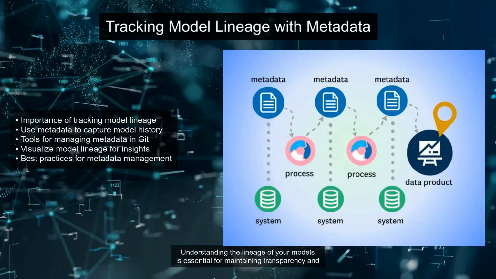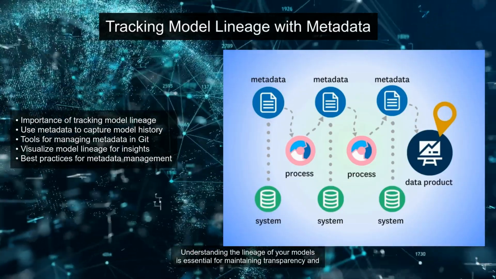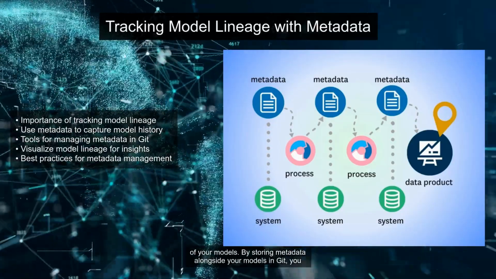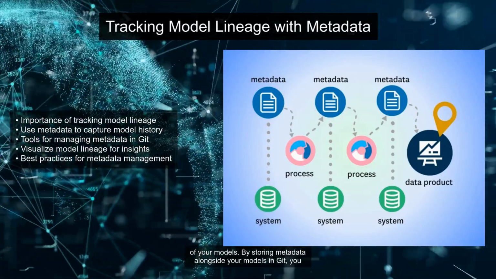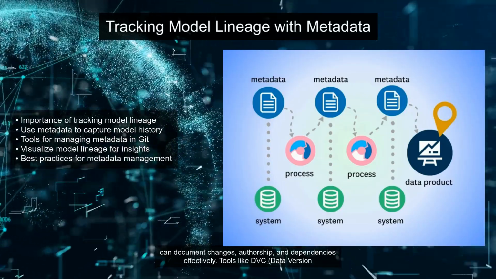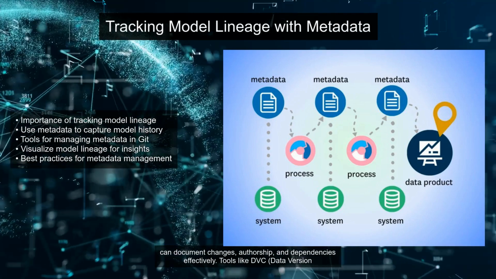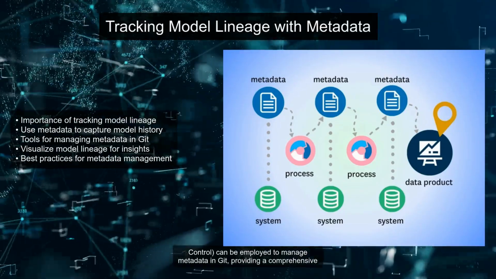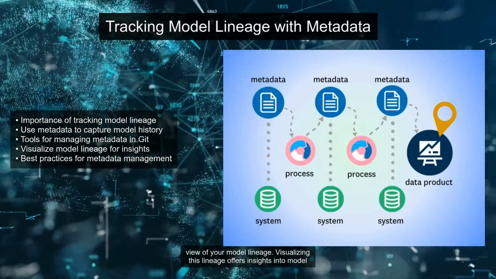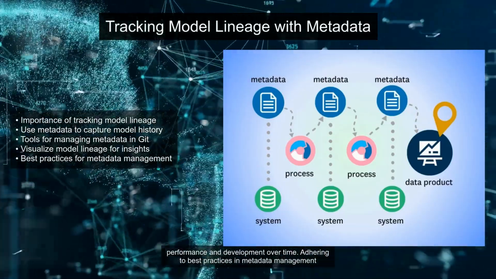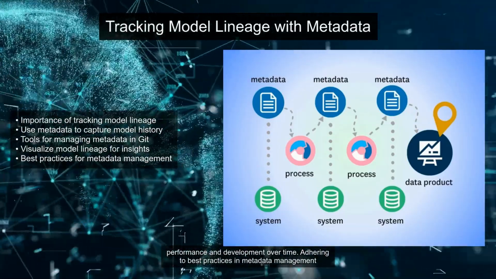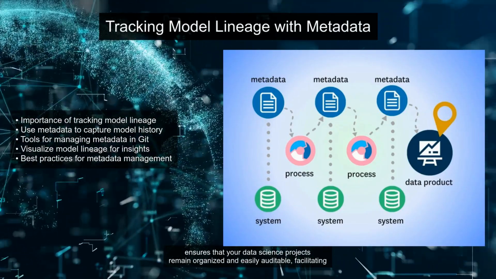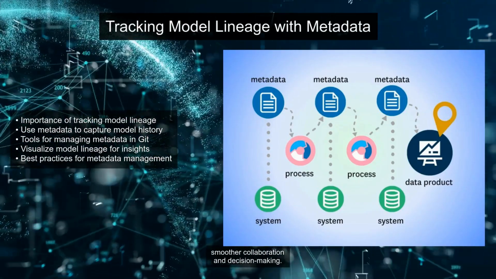Understanding the lineage of your models is essential for maintaining transparency and reproducibility. Metadata plays a vital role in capturing the history and evolution of your models. By storing metadata alongside your models in Git, you can document changes, authorship, and dependencies effectively. Tools like DVC, data version control, can be employed to manage metadata in Git, providing a comprehensive view of your model lineage. Visualizing this lineage offers insights into model performance and development over time. Adhering to best practices in metadata management ensures that your data science projects remain organized and easily auditable, facilitating smoother collaboration and decision-making.